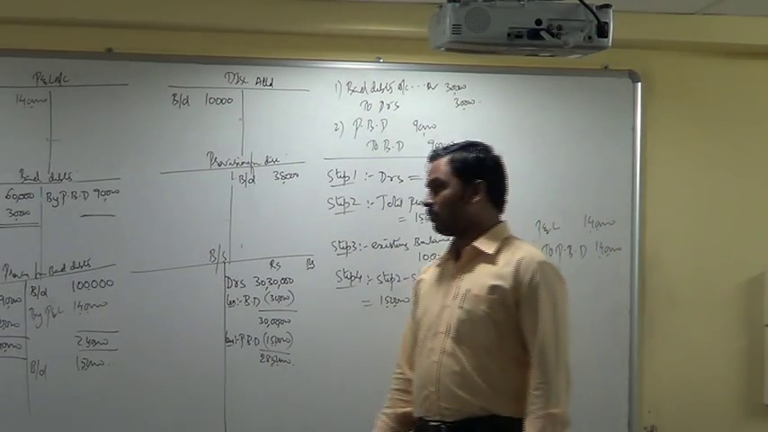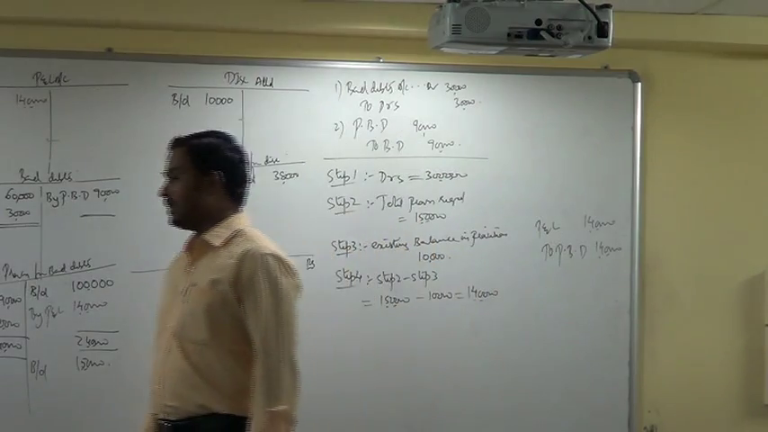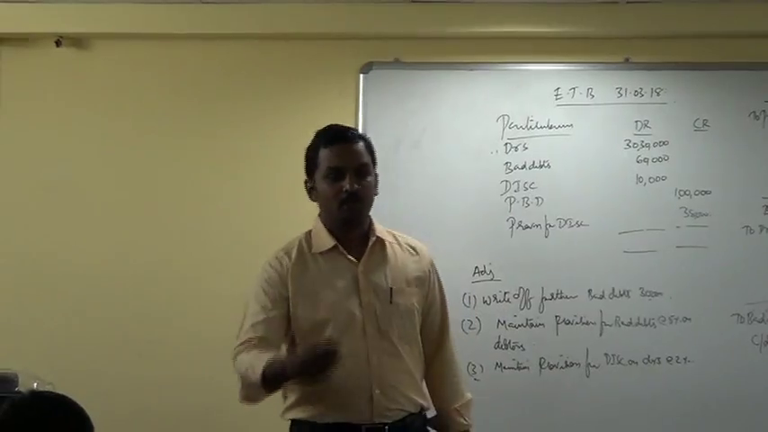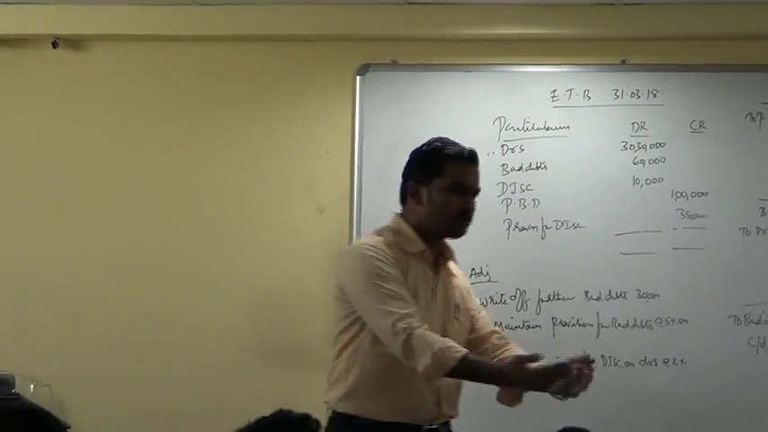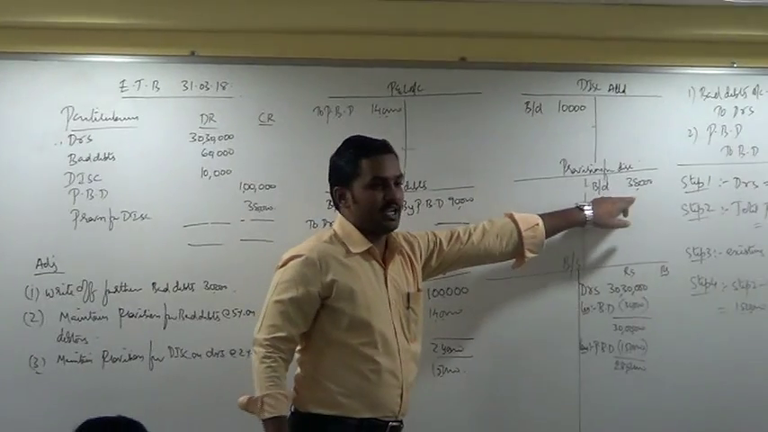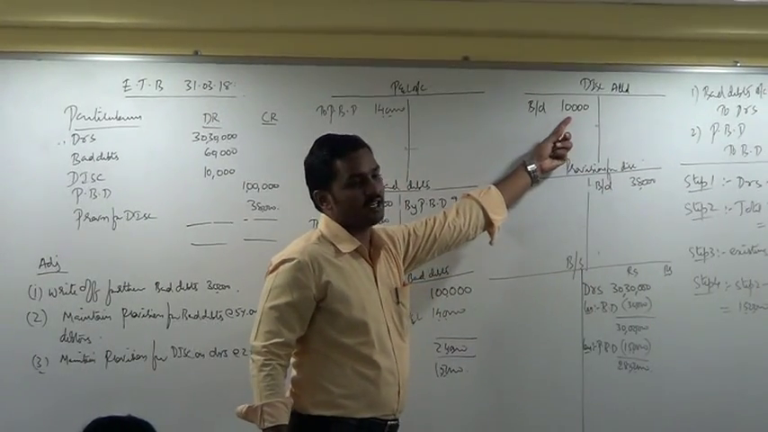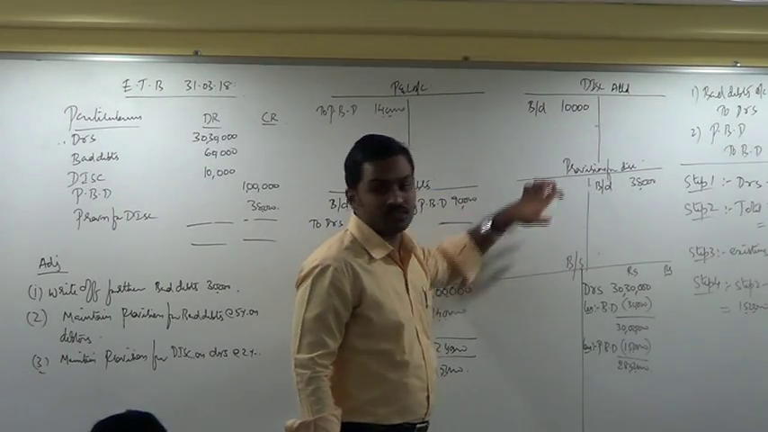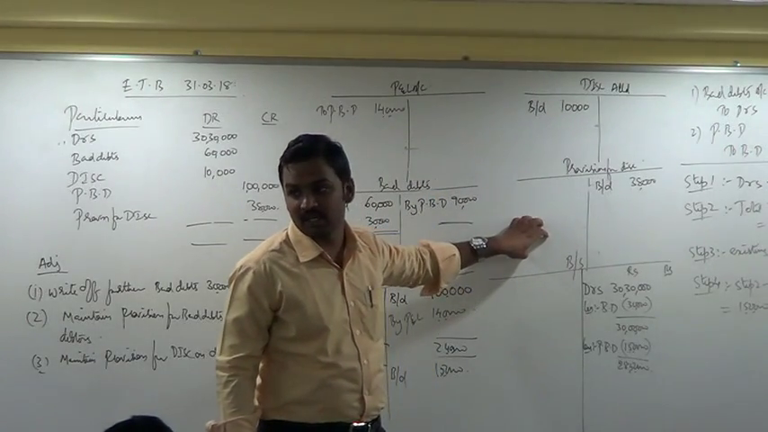Okay. Now read the third adjustment. Maintain provision for discount on debtors at the rate of 2%. Before you maintain provision, use the provision first. We have a provision of how much? We have a provision of 38,000. There is a loss of 10,000. This loss cannot be now debited to P&L account. It has to be now transferred to provision for discount account.